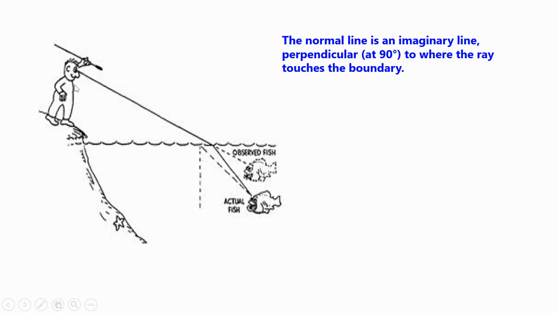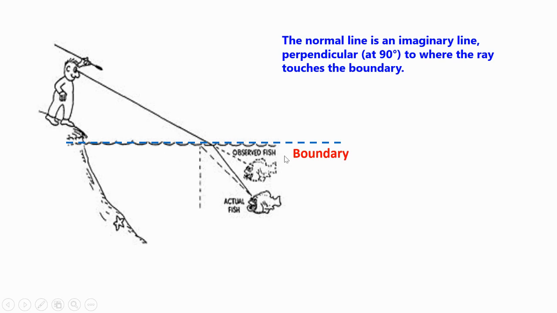Now this guy is trying to catch his dinner. So he is looking at the fish at the wrong location. The reason is he's not considering that the light is going to refract and form an image in another location. So what's going on here? First, let's define that there are two different media.